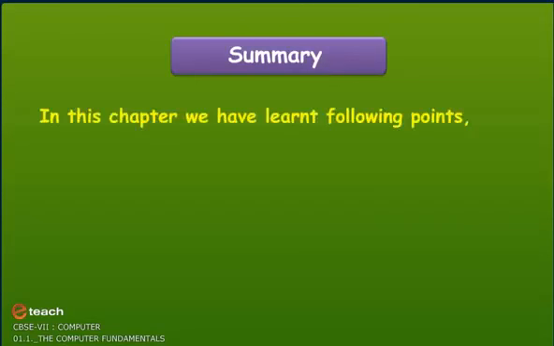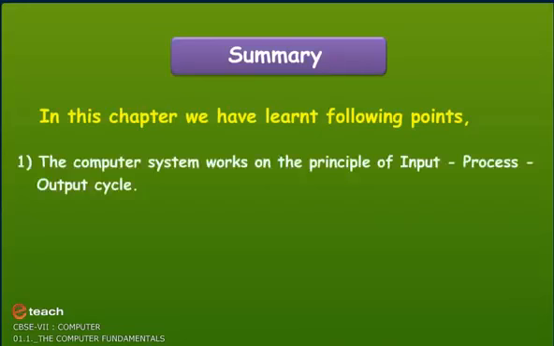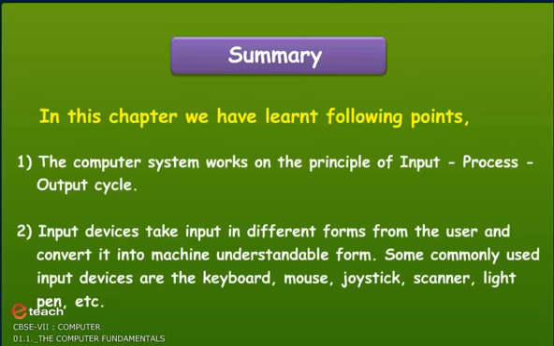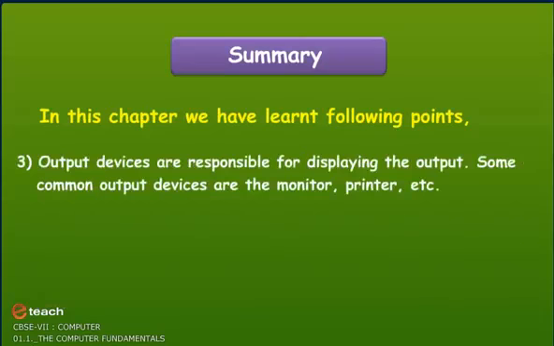Summary. In this chapter, we have learned the following points. The computer system works on the principle of input, process, output cycle. Input devices take input in different forms from the user and convert it into machine-understandable form. Some commonly used input devices are the keyboard, mouse, joystick, scanner, light pen, etc. Output devices are responsible for displaying the output. Some common output devices are the monitor, printer, etc.